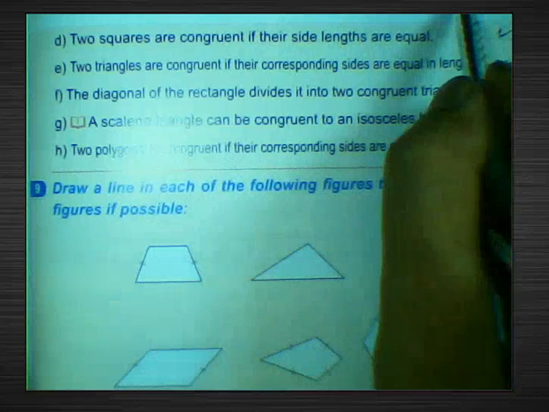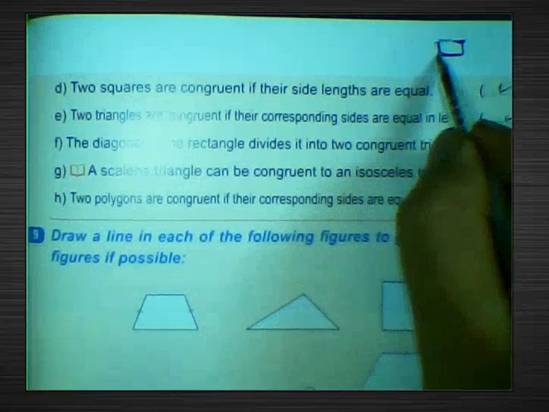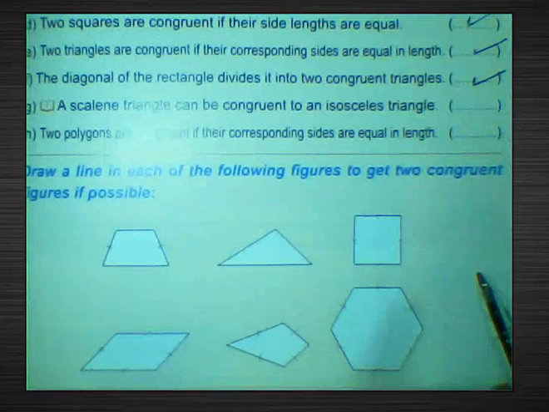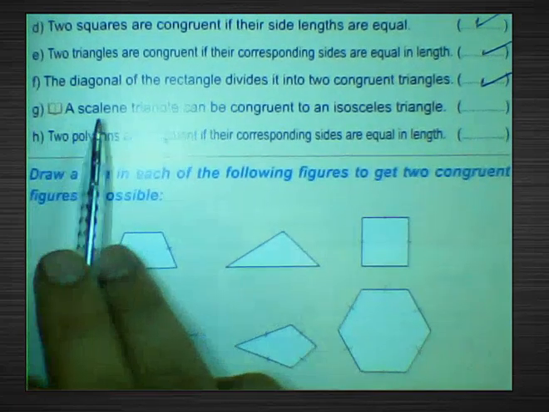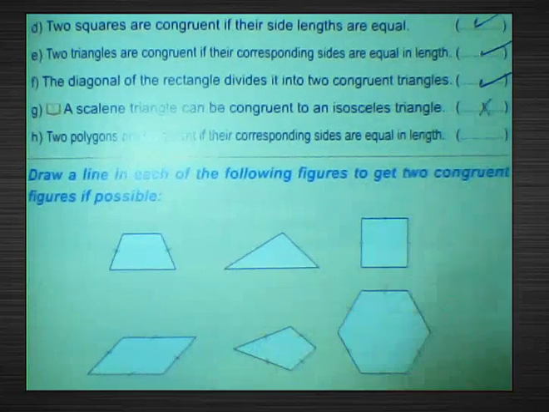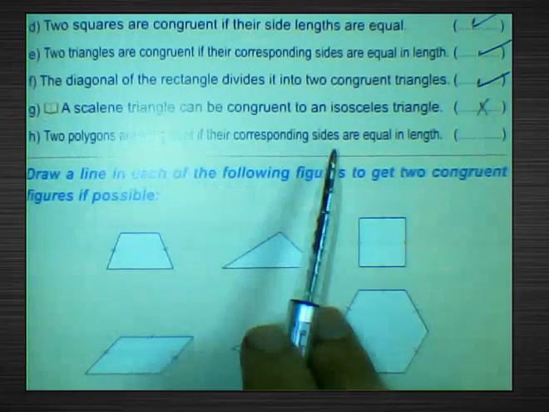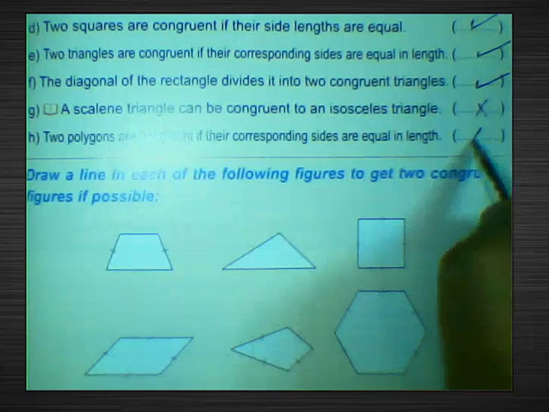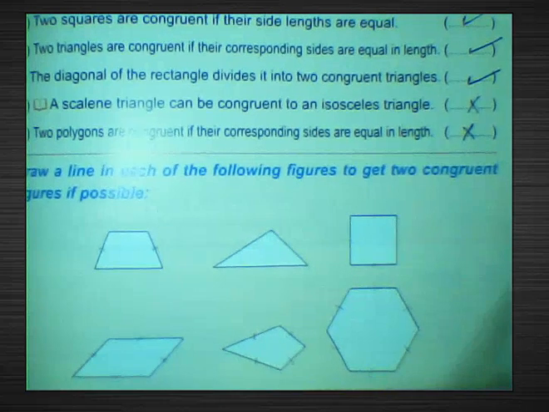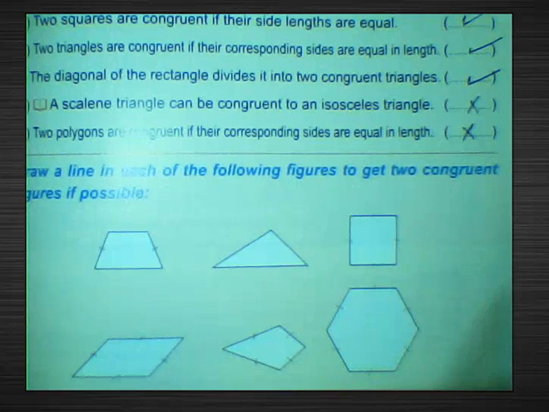Look at this rectangle. This diagonal can divide it into congruent triangles. Letter G. A scalene triangle can be congruent to an isosceles triangle. No, it's wrong. Letter H. Two polygons are congruent if their corresponding sides are equal in length. It's wrong. We have another condition. Two polygons are congruent if their corresponding sides are equal in length and the corresponding angles are equal in measure.